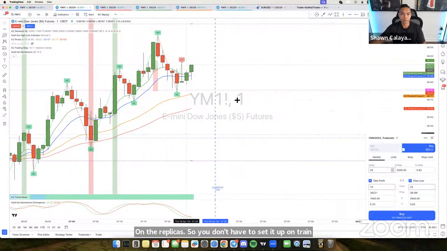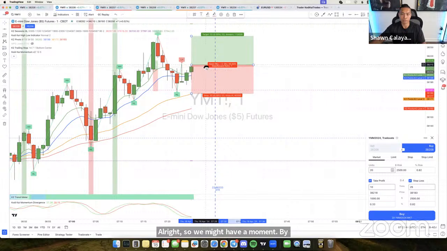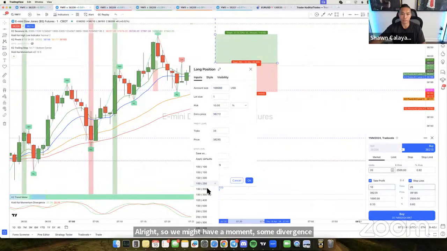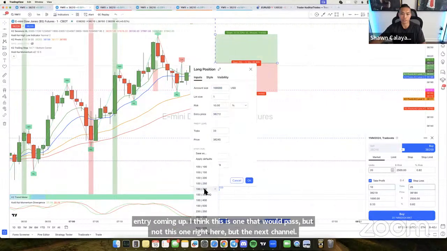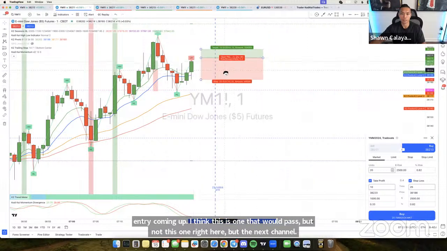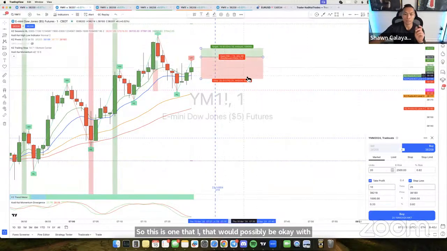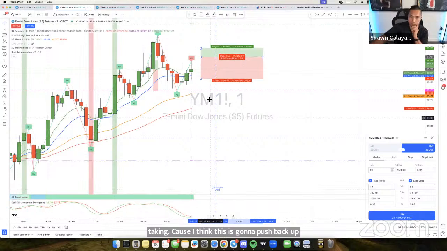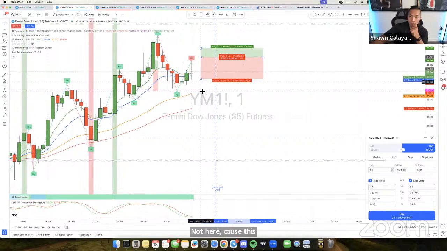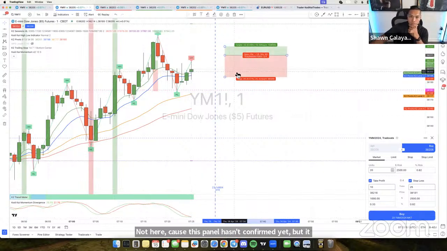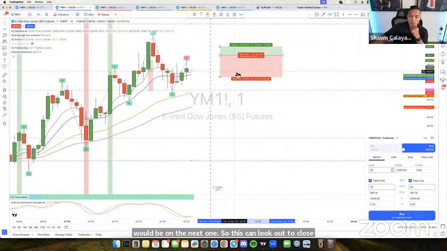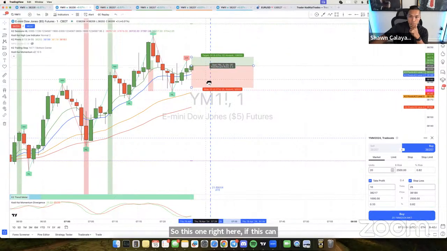All right, so we might have a momentum divergence entry coming up. I think this is one that I would possibly, not this one right here, but the next candle. So this is one that I would possibly be okay with taking, because I think this is going to push back up. Not here, because this candle hasn't confirmed yet, but it would be on the next one. So this candle would have to close green, and then the next one would have to close green as well. So if this candle here closes green, this would be a buy entry for the momentum divergence.